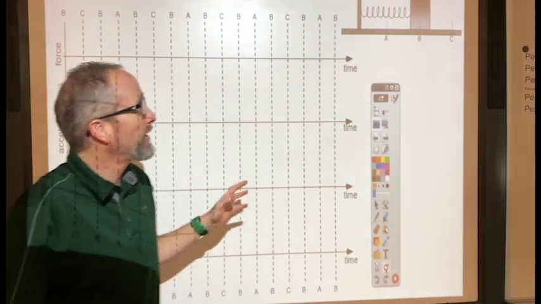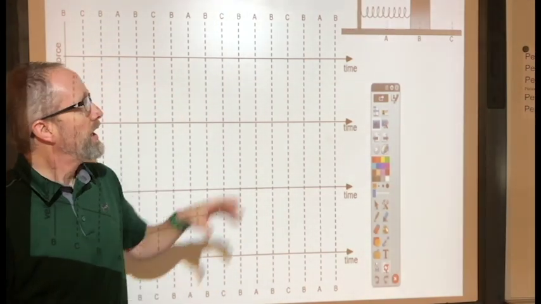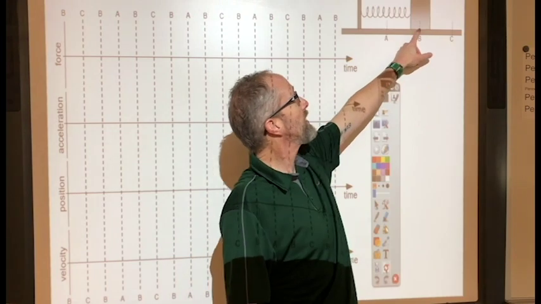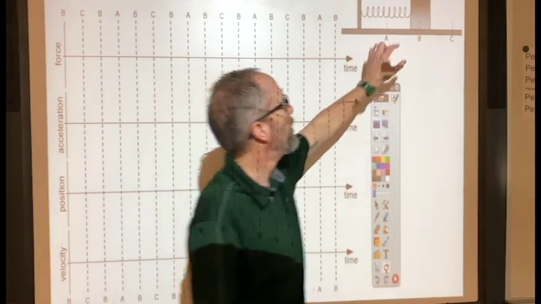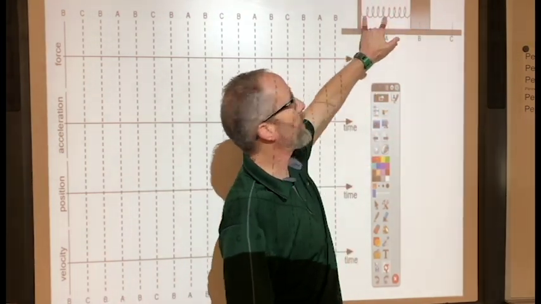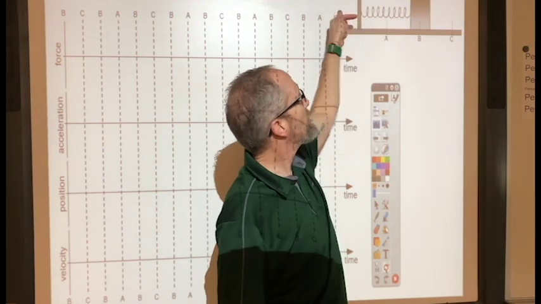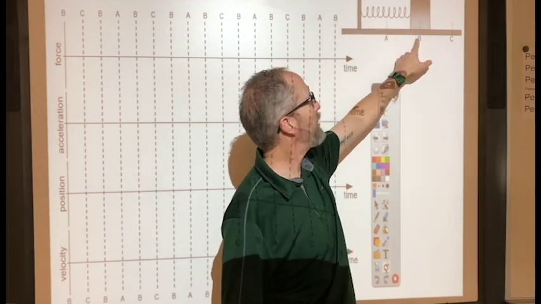Hey there, it's Horner, and I just want to go through this worksheet, kind of show you how it works. There is a block, and the block is sitting on top of a frictionless surface. So when you pull the block back, it compresses the spring, and then when you let go, the spring pushes it really fast from A to B.